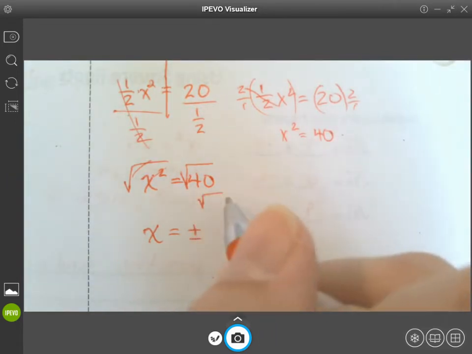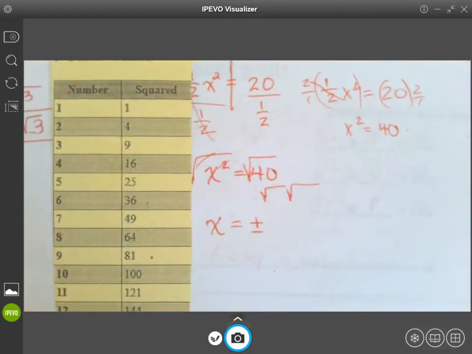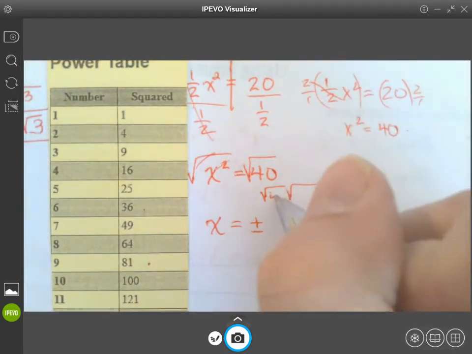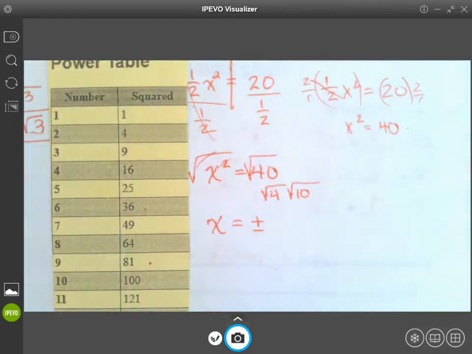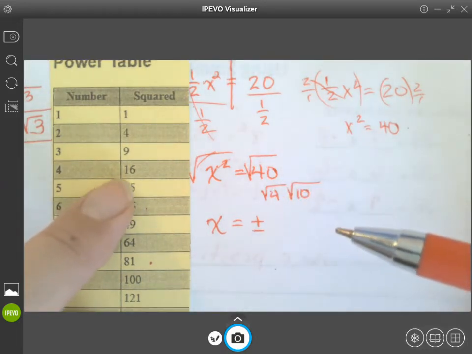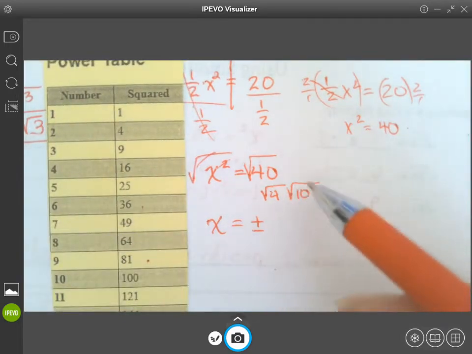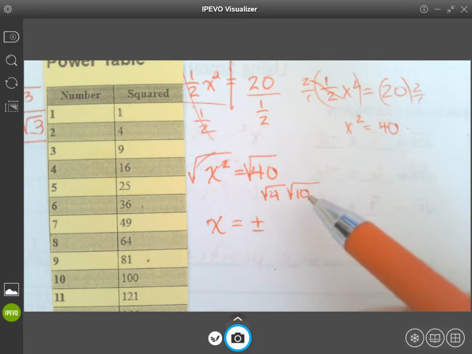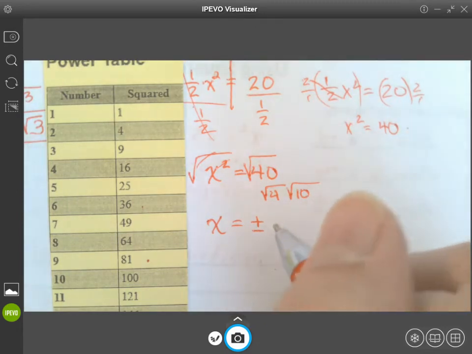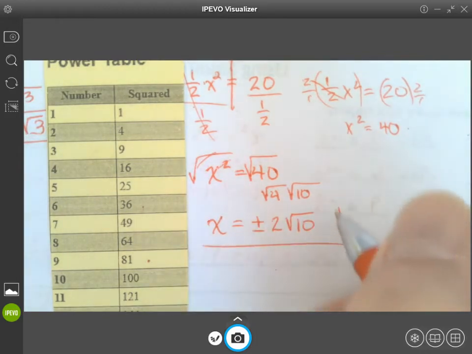And let's break down our 40. What's the biggest perfect square in 40? Yeah, 4. Now, how do you know you found the biggest perfect square? There's a couple ways. Okay, one way would be to cut your number in half. That's the biggest thing that would go into it, and then you start going down the list. The other way is to look at that 10. 10 breaks down. Factors are 2 and 5, 1 and 10, but there's no perfect square factors. So final answer, plus or minus 2 square root of 10.